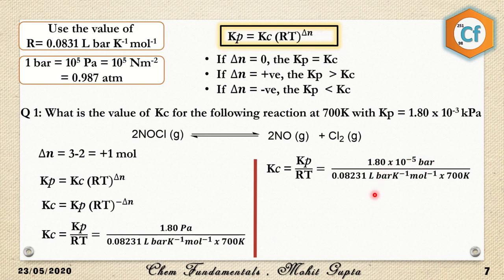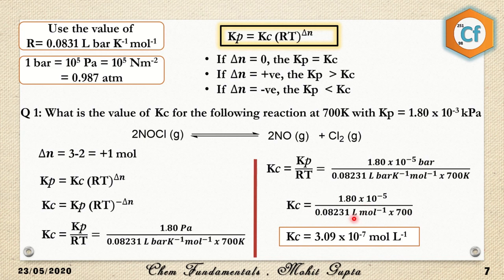From bar you can cancel out the bar. From Kelvin you can cancel out the per Kelvin. And at the end you will be having these units. So on substituting all of these, on dividing and multiplying, what we'll get, Kc is equal to 3.09 into 10 to the power minus 7 mole per liter. This is a very simple question.